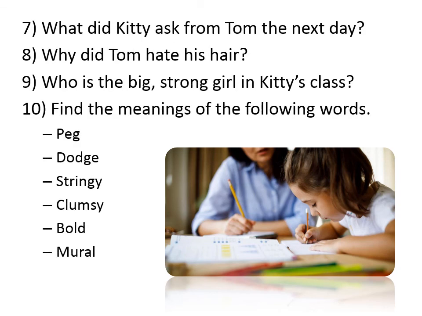There are some more questions. Seventh one, what did Kitty ask Tom the next day? Why did Tom hate his hair? Who is the big, strong girl in Kitty's class? Last question, find the meanings of the following words: pig, dodge, stringy, clumsy, bold, mirror.